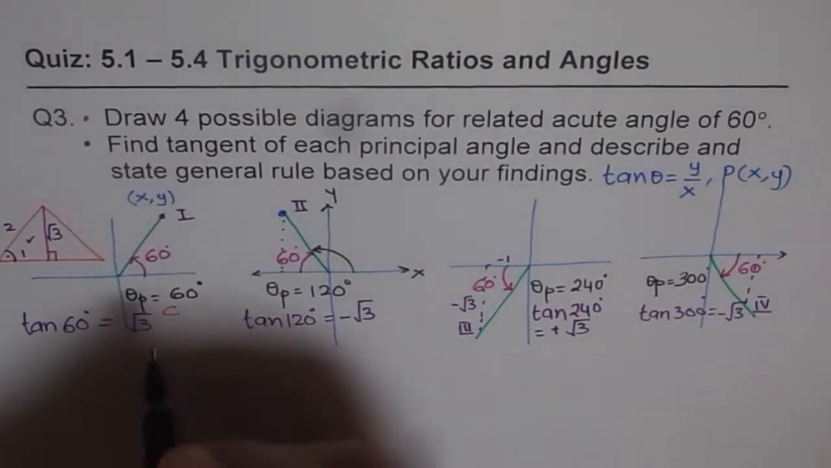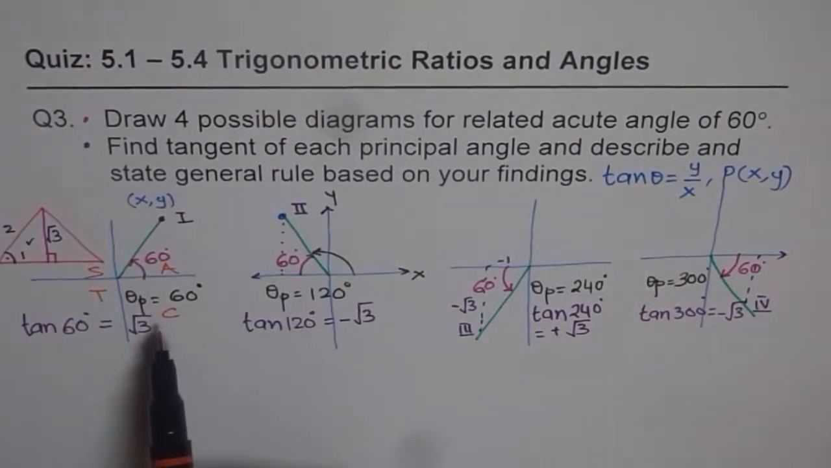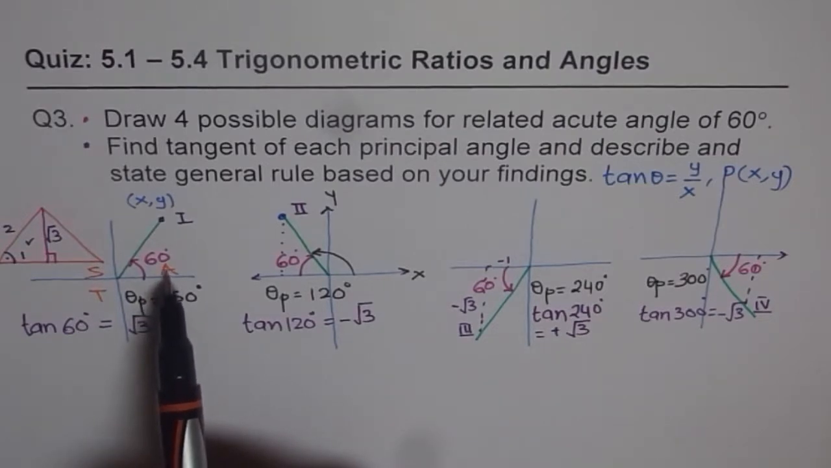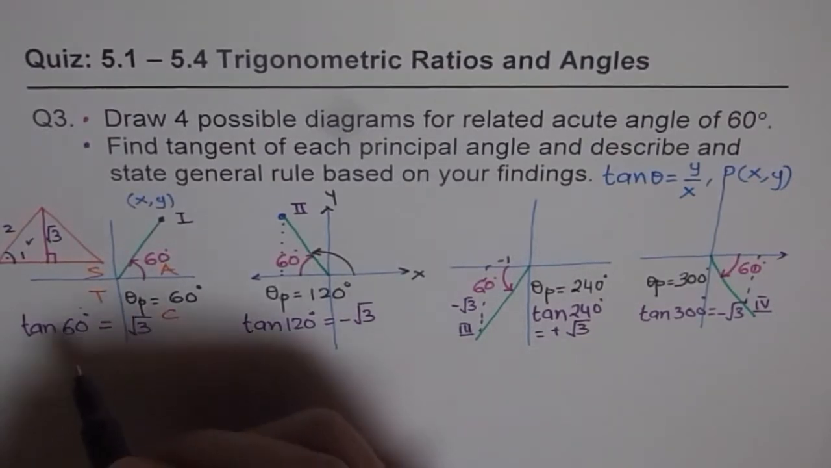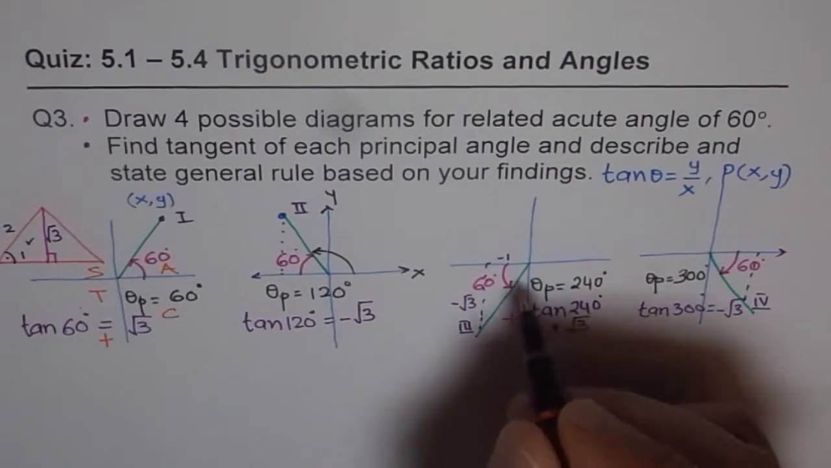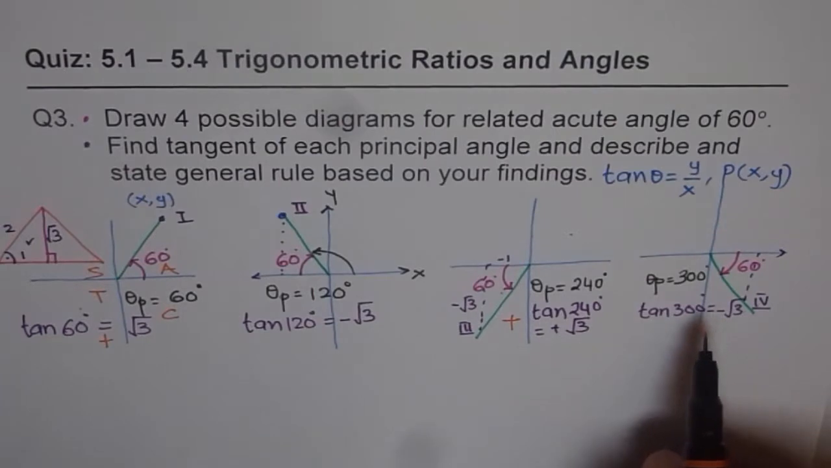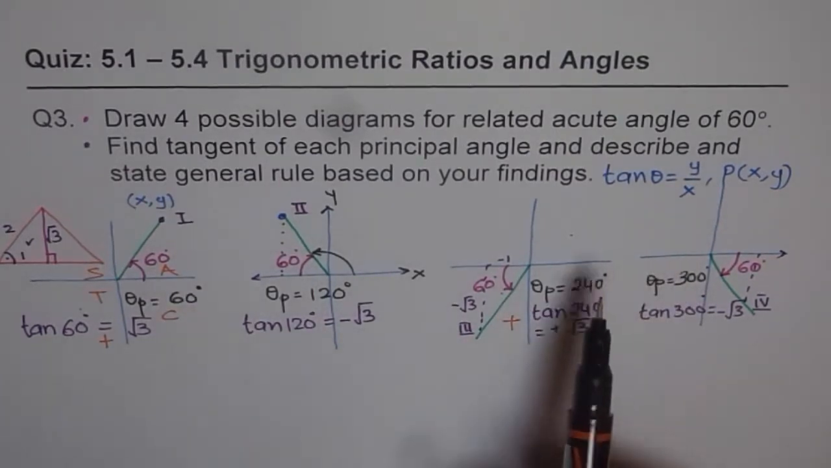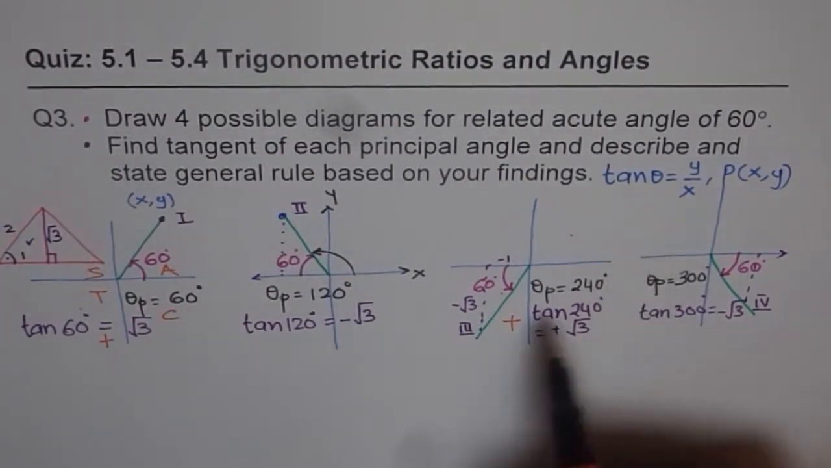So the CAST rule is that cosine is positive in quadrant 4, all are positive in quadrant 1, sine is positive in quadrant 2, and tan is positive in quadrant 3. So you see tan is positive in these two quadrants, and negative in the other two quadrants. So this reminds you of the CAST rule. That is the general rule on which we can base the explanation of our findings.